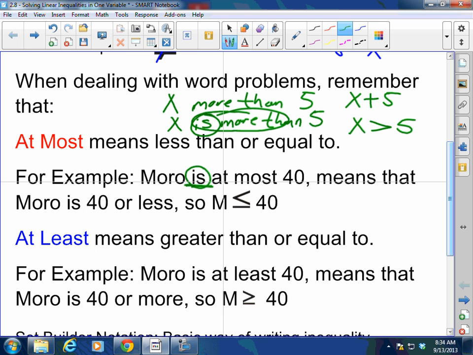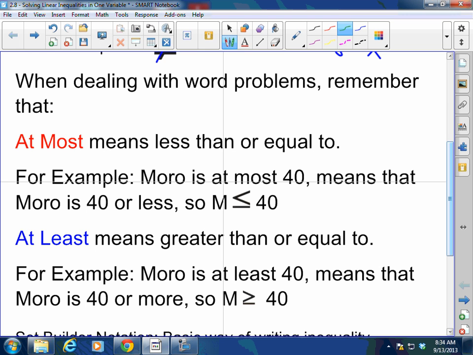So whenever you have that is, it's either talking about an equation, an equal sign, or an inequality. That is activates the equation basically. So if I say x is greater than 7, that's an inequality sign. Does that make sense, guys? Because a lot of times people get confused with that. That is really, really important. So, moral is at most 40. Think about that. That means that moral is 40 or less. I'm at most 40.